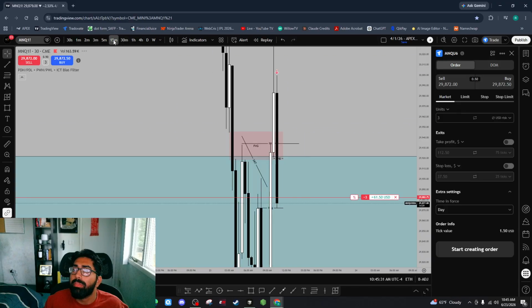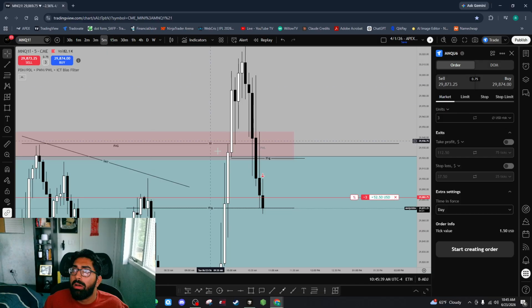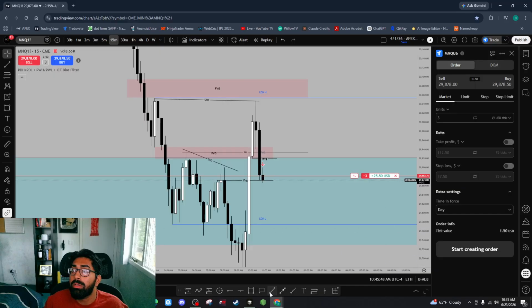If you look at it on the 15-minute, we broke that structure right there. Full candle body close on the 15-minute, clear as day. On the 5 minute, that's really it. This was the main 15-minute fair value gap that we inversed. So we're gonna go for a 1-to-1 ratio.